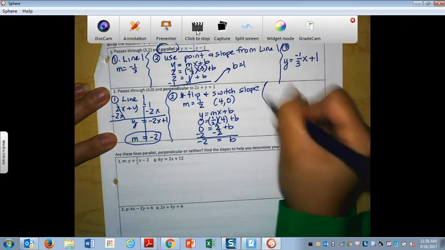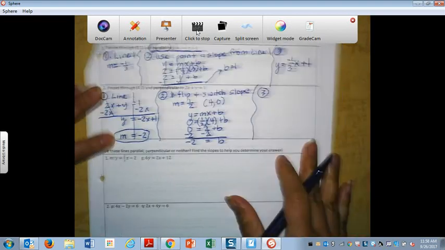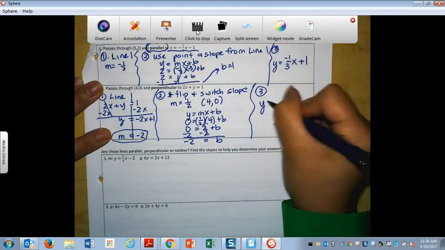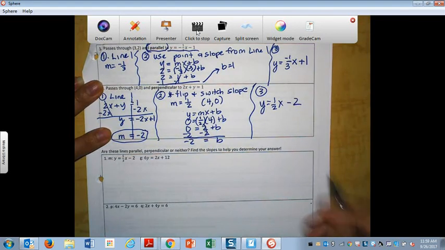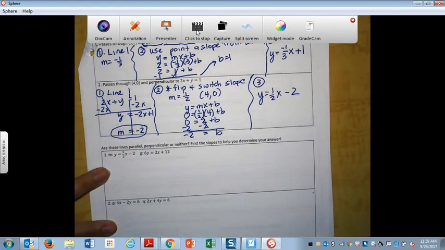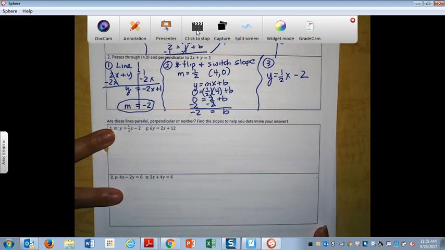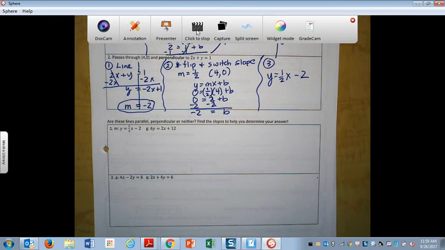Third step is to put it together. Now, my new slope, 1/2 x minus 2. All right, that's it. We want you to do this for homework, and we'll talk about it in class.